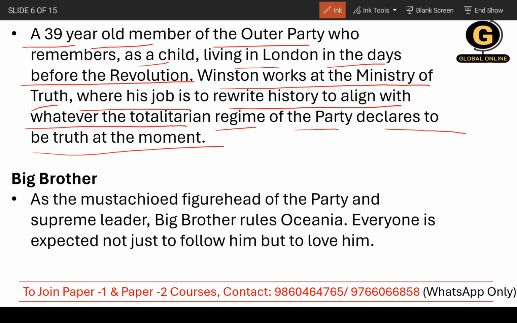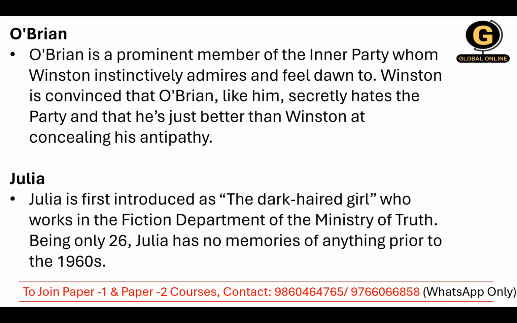Let's cover the second, Big Brother. Big Brother is basically representing the totalitarian party or politics or whatever. He is the moustachioed figurehead of the party and supreme leader. Of course I cannot name a person, but you can always imagine anybody. Big Brother rules Oceania. Everyone is expected not just to follow him but to love him. Like he was expecting that, okay, don't only follow me, love me. But please give them reasons to love you, right?